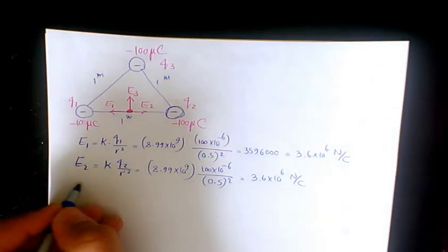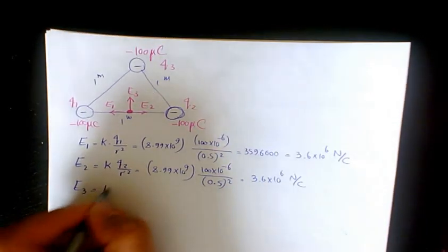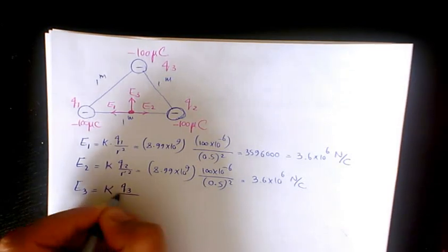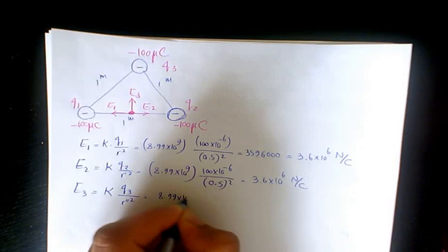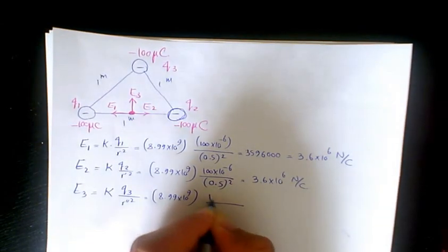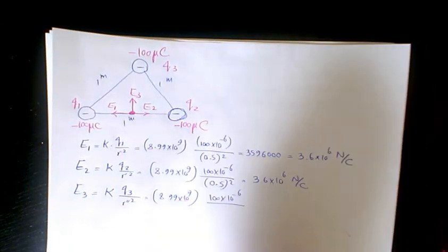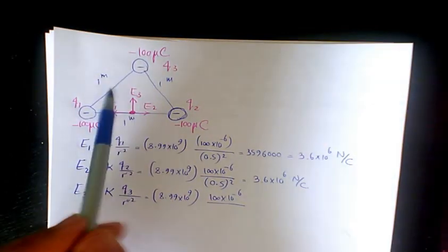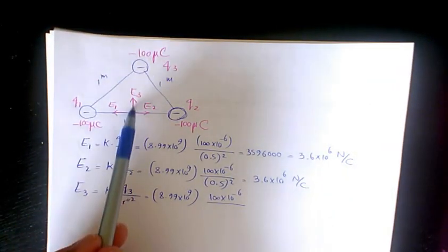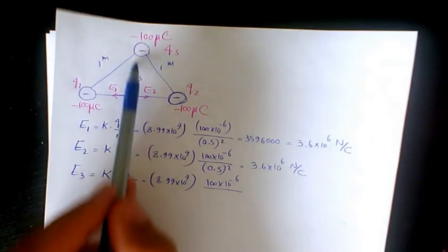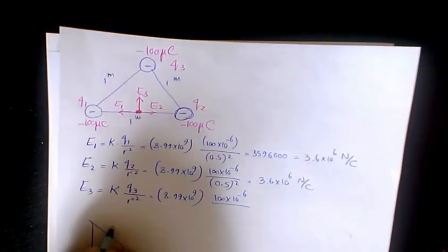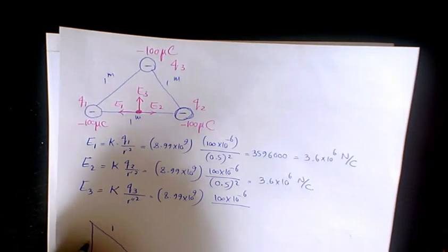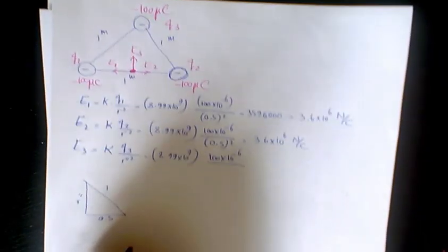And finally we have E3, kQ3 divided by r double prime squared, 8.99 times 10 to the power of 9, 100 times 10 to the power of negative 6. R double prime is going to be the distance from here to here. So in order to find this distance, we need to use the Pythagorean theorem. We have 1 meter, 0.5 meter, and this one is going to be r double prime.